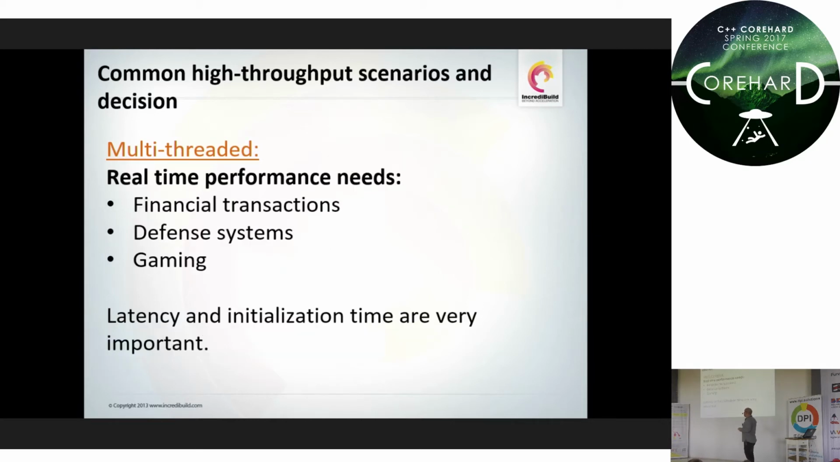Another scenario is when real-time performance is needed. If we are speaking about financial transactions, defense systems, where you need to have it very, very quick, you usually want multi-threaded, because when one thread waits for I/O, the other thread can do some calculations, but you need it very fast. You have the initialization time of a process and the communication latency that it takes. So multi-threaded is usually used for real-time.